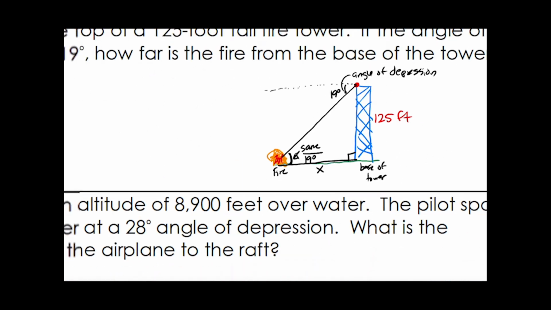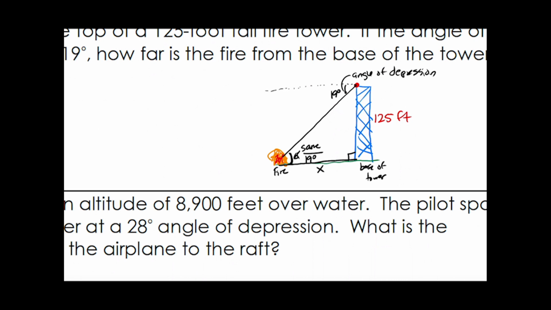If you want to pull your triangle out of this picture so you just see the triangle, let's do that. Here's the triangle. There's the right angle. This is 19 degrees. This is X, and this is 125 feet. So now again, we have 2 measurements, and we want to find a third. Figure out how these sides that we're interested in are related to the angle that we have.